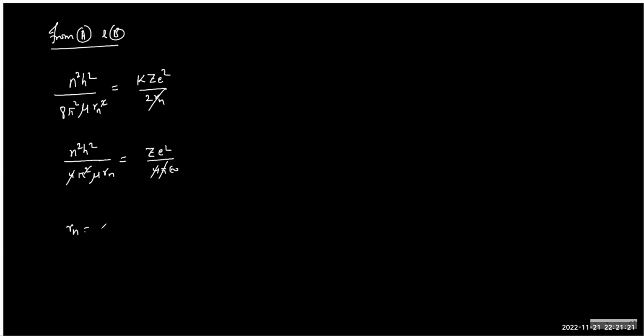So Rn turns out to be how much? Epsilon naught N square H square upon pi is remaining, mu is ZE square. So Rn turns out to be epsilon naught H square by mu pi E square, N square by Z.